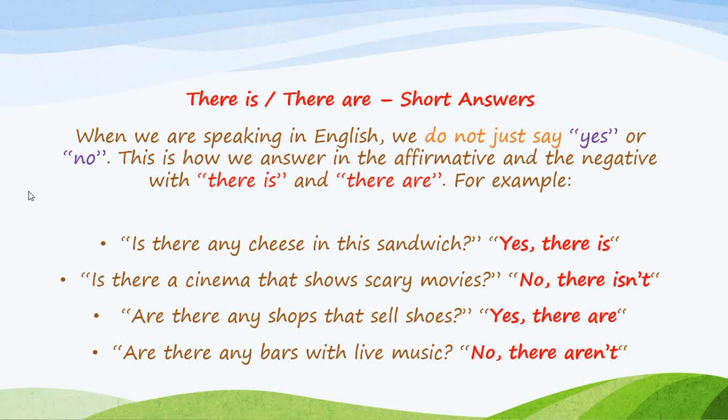For example, we're going to read one question and the answer that we should give when we're being asked something like this. Is there any cheese in this sandwich? Yes, there is. This is an affirmative answer, okay? Yes, there is. We're saying that there is cheese in the sandwich.